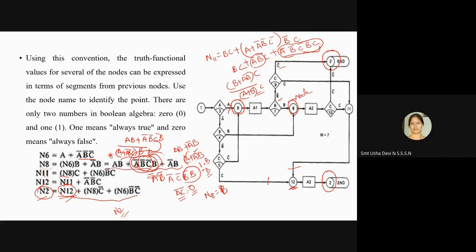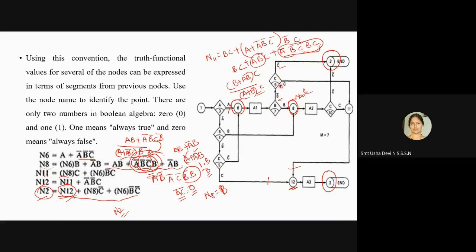Okay, if you evaluate, you are going to get some expression here for this N8 also. That means we got the expression for N6, we also got the expression for N8. And what about N11? Next one. Where is N11? Yes, this one. So for this N11, there are two incoming links. So one incoming link is coming from this point, that is N6 B bar.